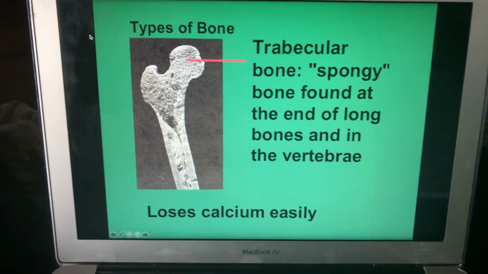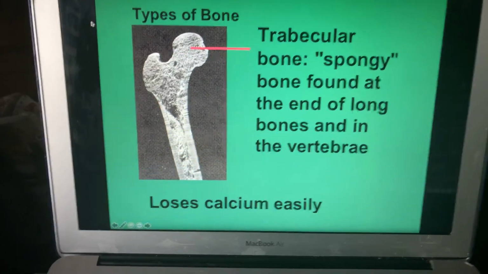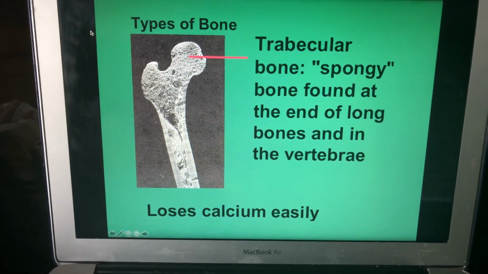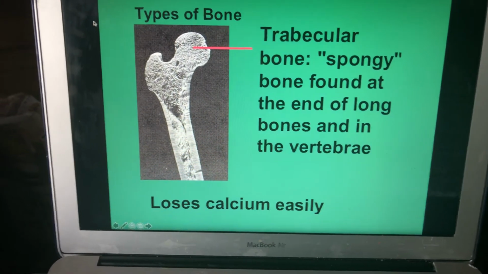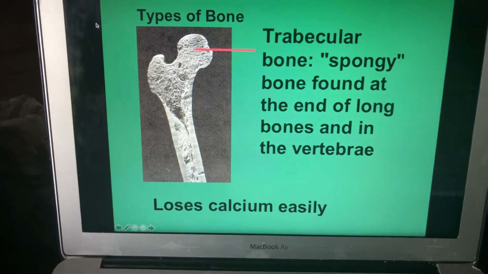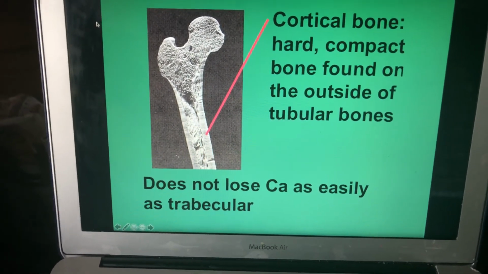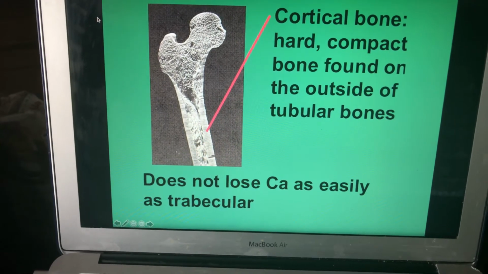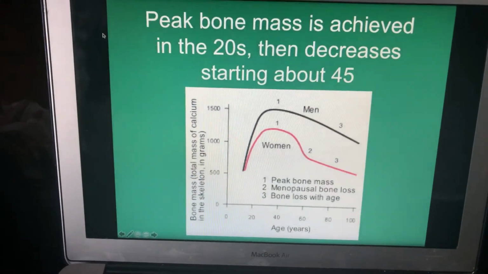So there's 2 types of bone. One is trabecular bone. It looks like coral. It's found at the ends of long bones and in the vertebra, and that's the bone that loses calcium most easily and is at greatest risk for problems associated with osteoporosis. The cortical bone is in the shaft of long bones, and it's pretty compact and dense. It doesn't lose calcium as easily.